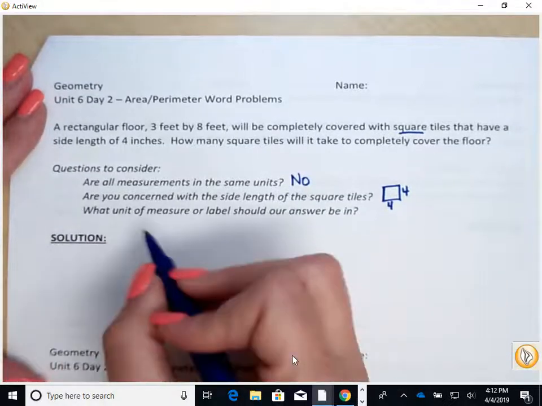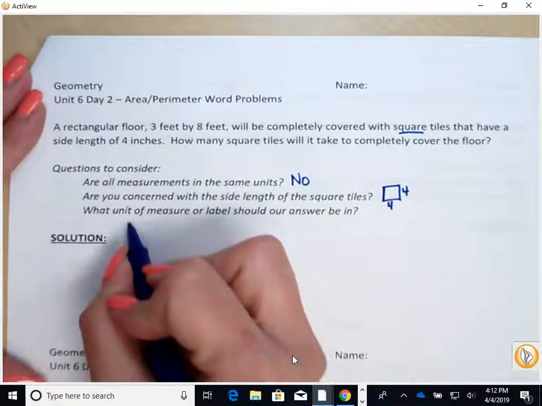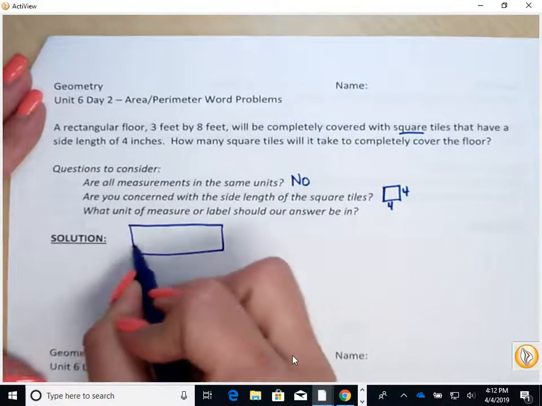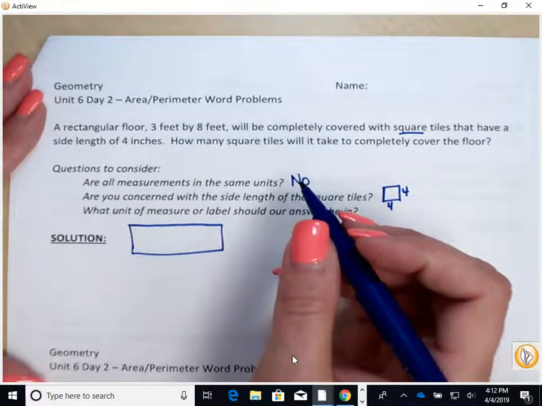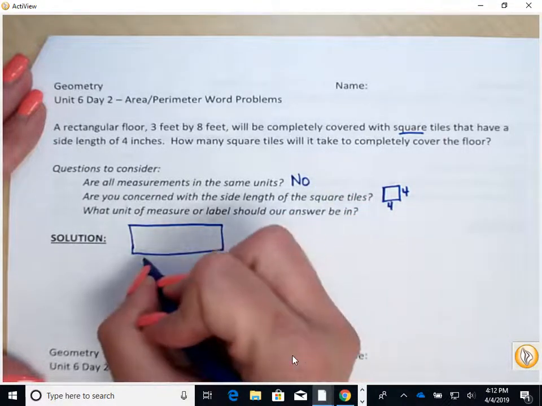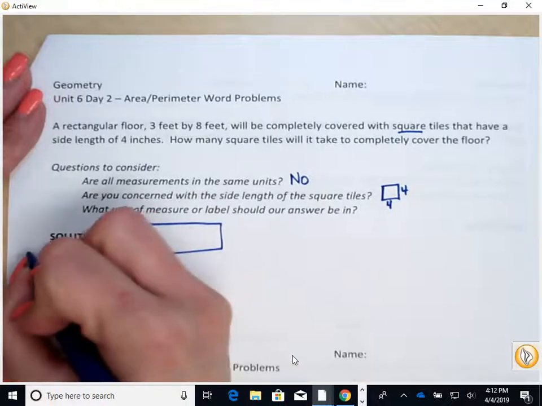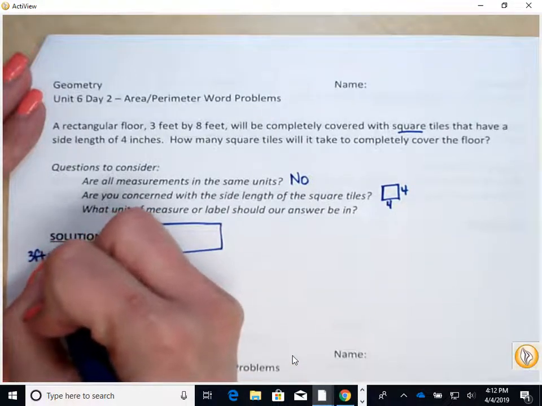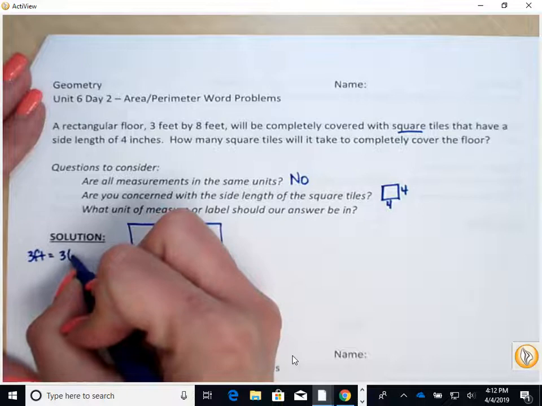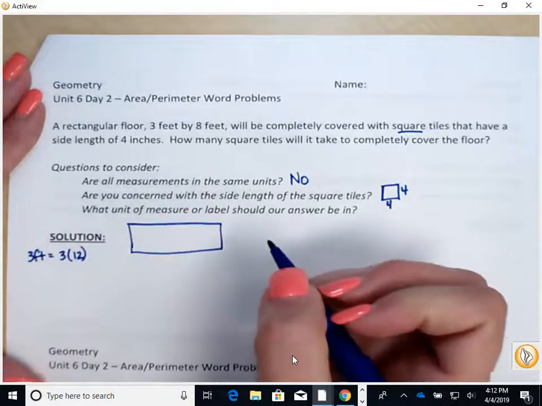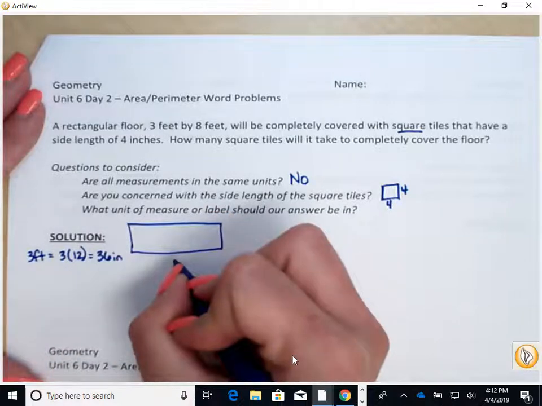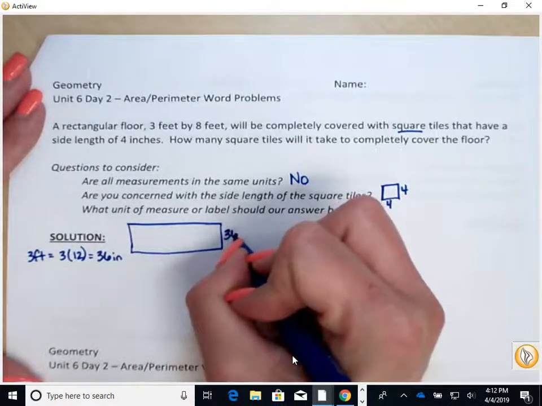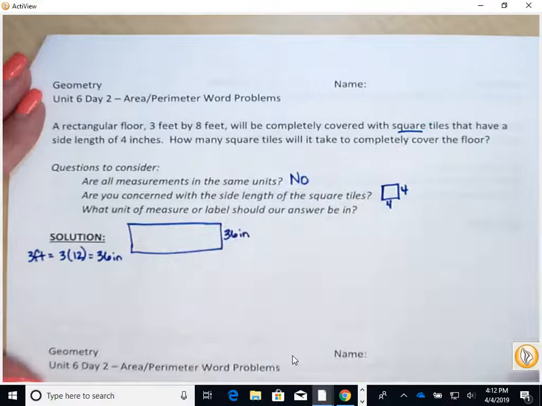So I always need a diagram. So we've got a rectangular floor, and it's 3 feet by 8 feet. I'm going to go ahead and convert those to inches. So 3 feet, the way we make that into inches, it's 3 times 12, because there's 12 inches per foot. So that gives me 36 inches. So we've got 36 inches for one side.